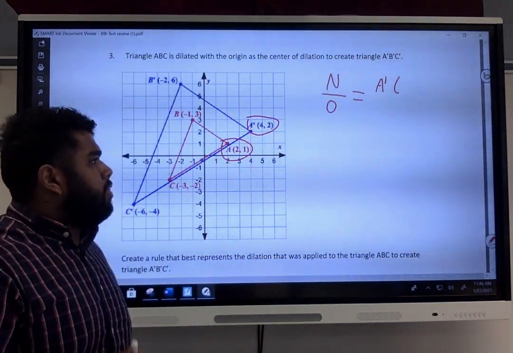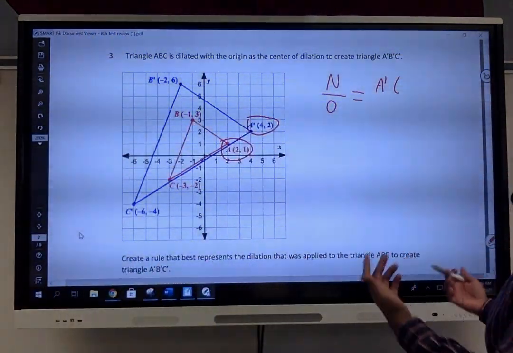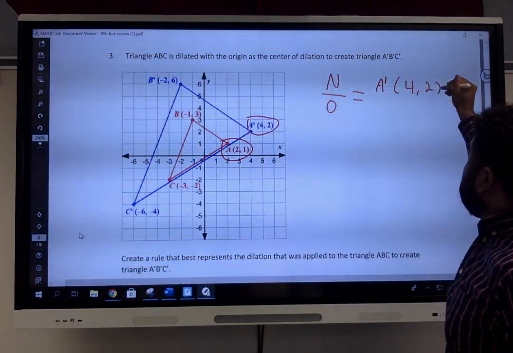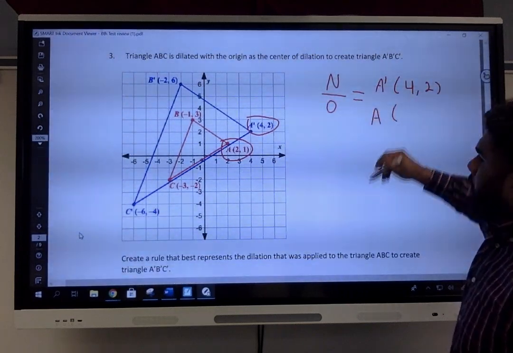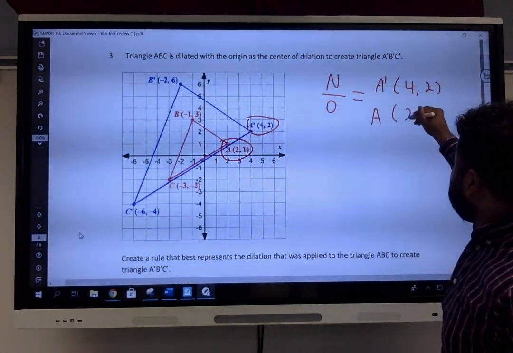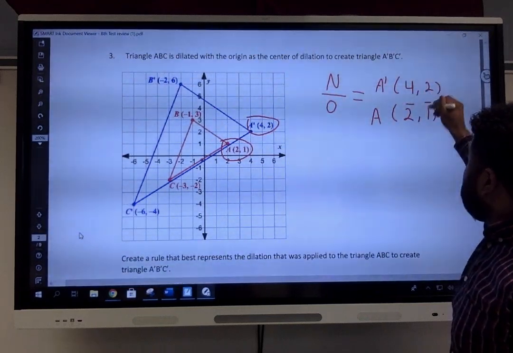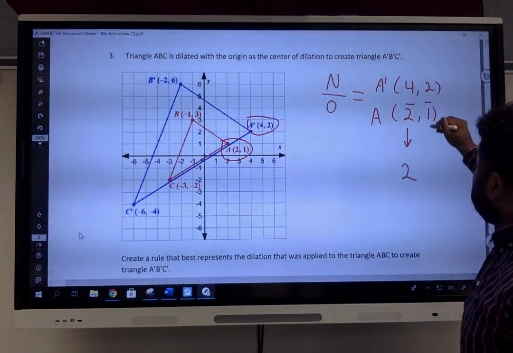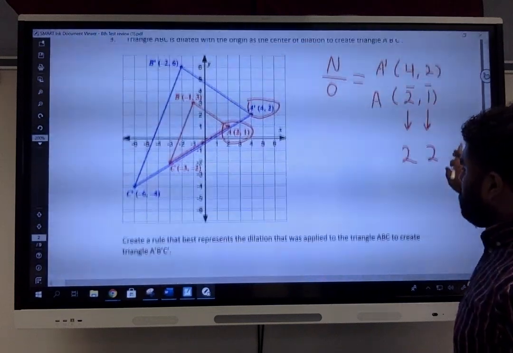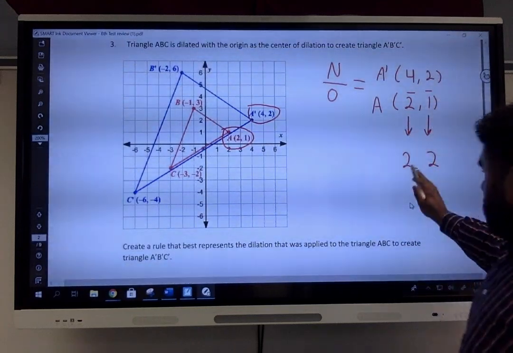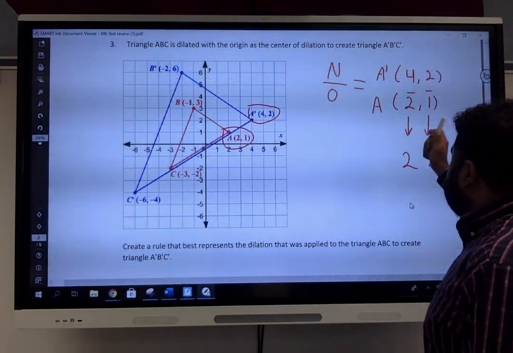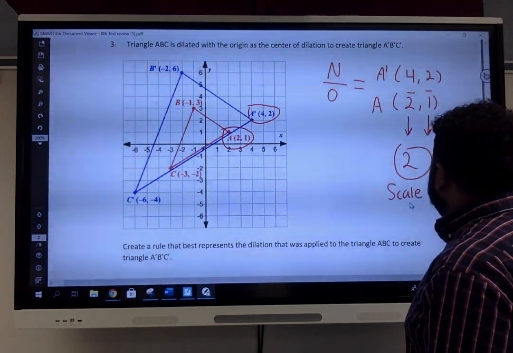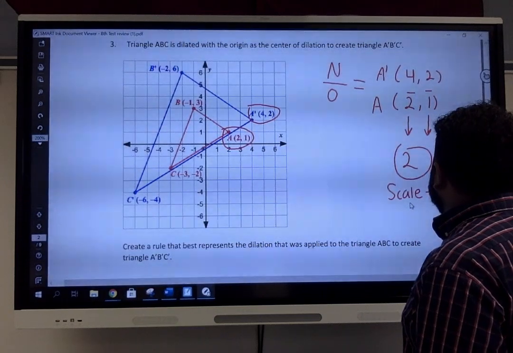So again, the prime mark right here tells me that that's my new image, okay? So A prime is at 4 and 2, and A is at where? A is at 2, 1. So let's go ahead and divide. 4 divided by 2 will be 2. 2 divided by 1 will be 2. Okay, so our scale factor, this is our scale factor now. It's not 2, 2, it's just 2. Okay, so our scale factor is 2.